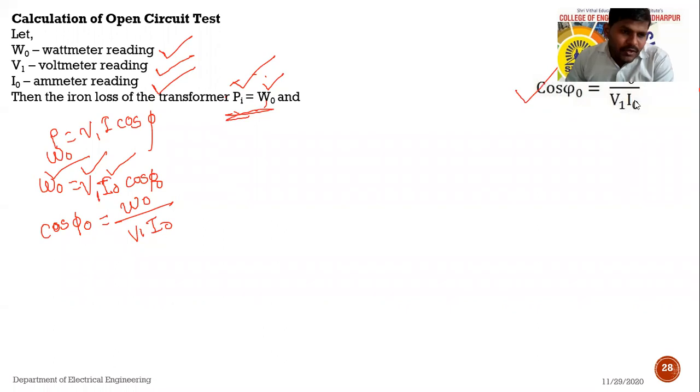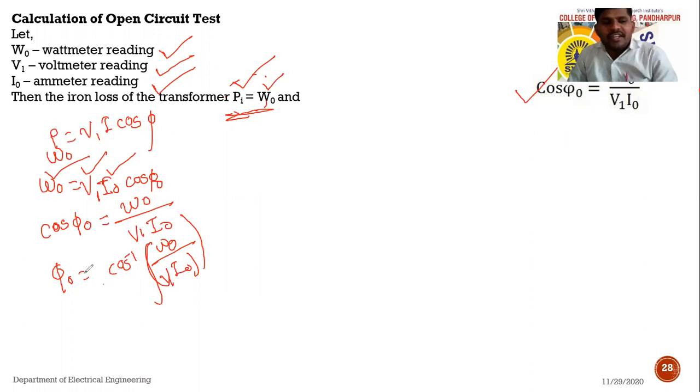Okay, once we have calculated cos phi 0, that means the power factor at no load condition, from that power factor we are able to calculate the angle also. That means we are able to calculate phi 0 also. So phi 0 is nothing but cos inverse of W0 divided by V1 I0. Now we know phi 0 and we know cos phi 0 also.